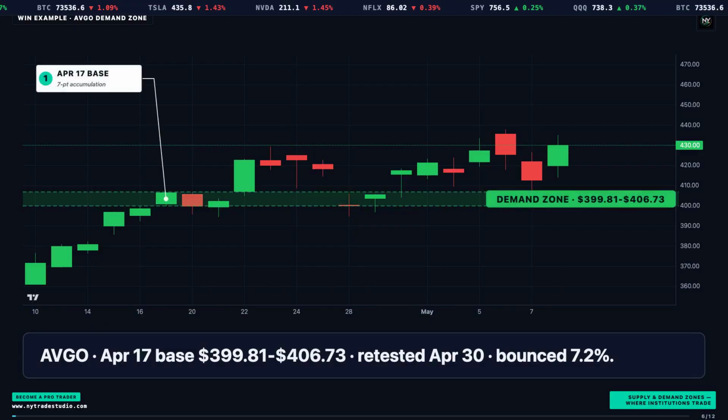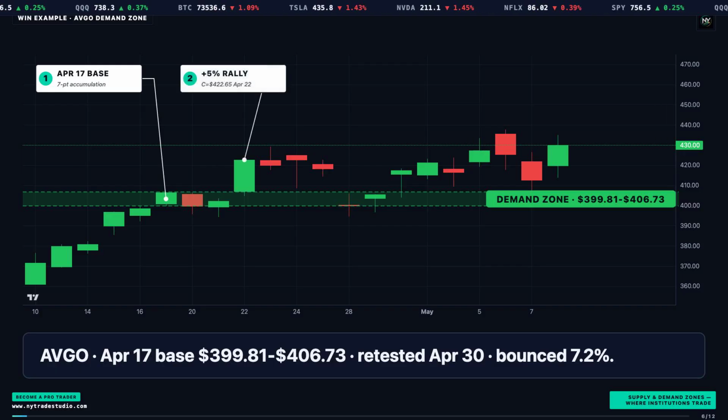Broadcom on April 17th. Tight base again, this time a $7 range between $399.81 and $406.73. Same setup, different ticker. Over the next 4 sessions, Broadcom rallied, closing at $399 the next day, then jumping to $422.65 by April 22nd. That's a 5% breakout, confirming the buyers were real. Then came the digestion phase, 10 full days of pullback. By April 28th, Broadcom closed at $399.83, right at the bottom edge of the original zone.